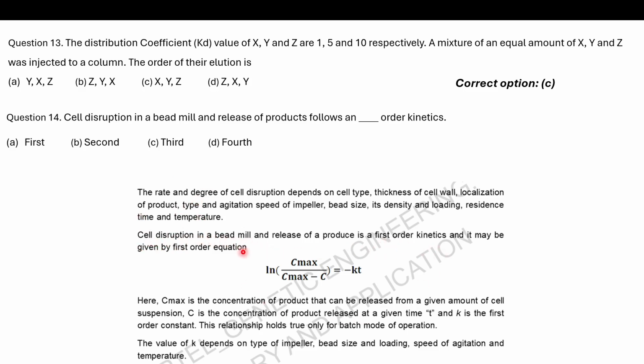And this is the first order kinetic equation, wherein C max is the concentration of product that can be released from a given amount of cell suspension, C is the concentration of product released at a given time t, and K is the first order rate constant. The value of K depends on the type of impeller, the size of the bead, how much cell lysate or sample has been loaded, and the speed of agitation. If the speed is higher, the number of collisions between the beads and the cells will be greater.